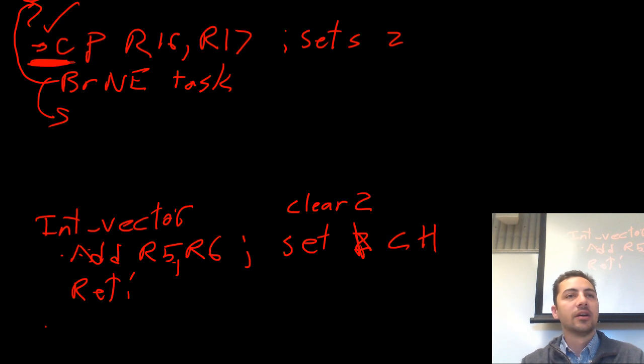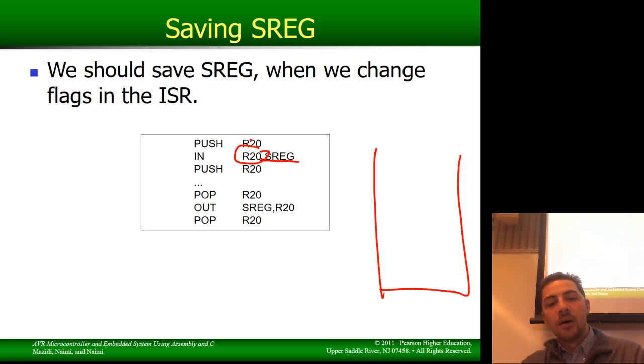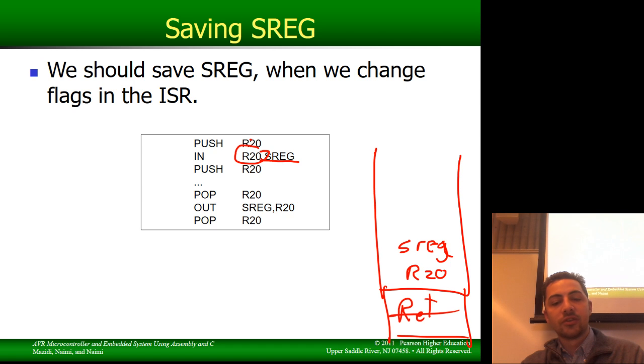Well, it's actually not that hard. All you have to do is save the status register before you mess with it. This is how you do it. You push R20, because you're going to modify R20 inside the routine. Then you get the status register into R20, and you push R20 again. So what does the stack look like? First, you put whatever's in R20 in here. Then you put whatever's in the status register on there. Now on top of that is your return address.